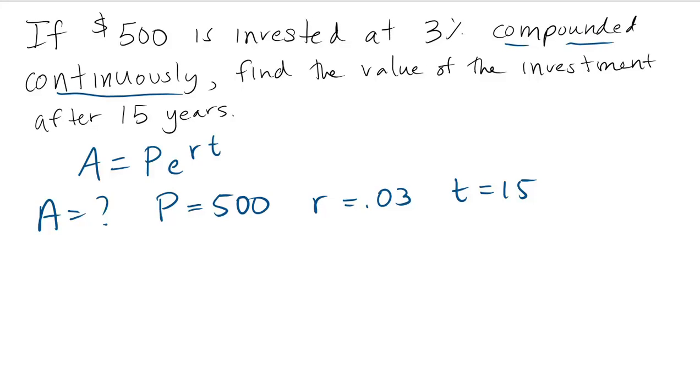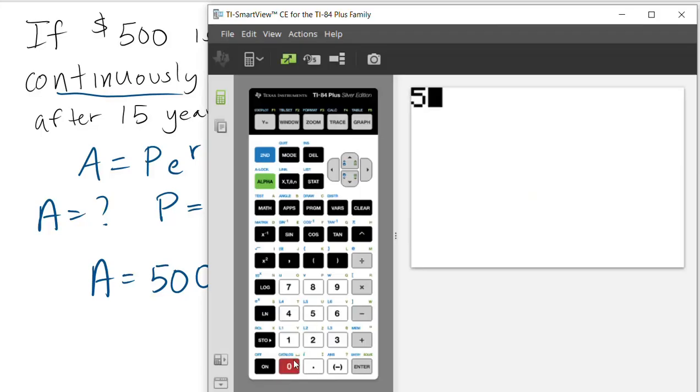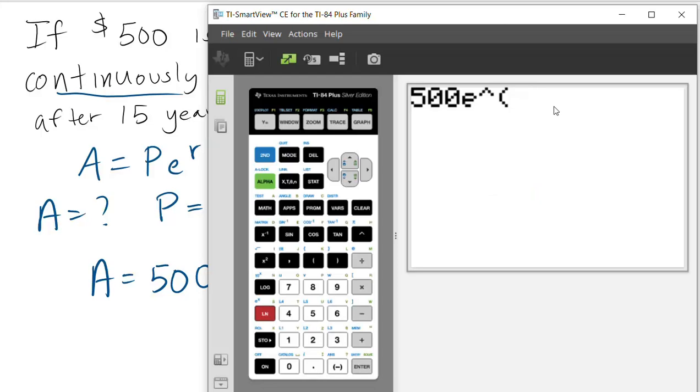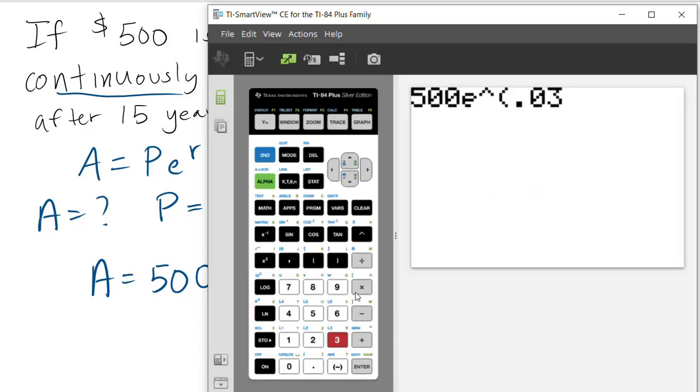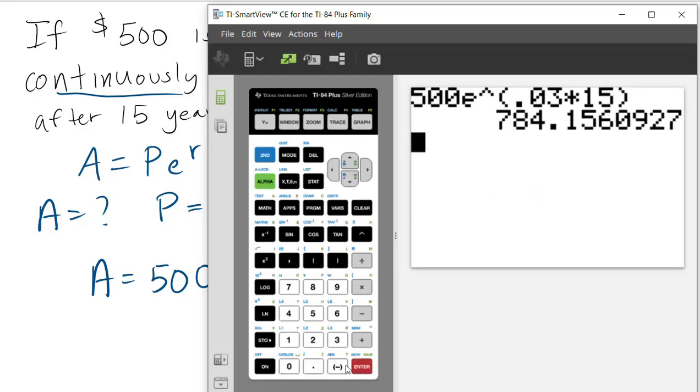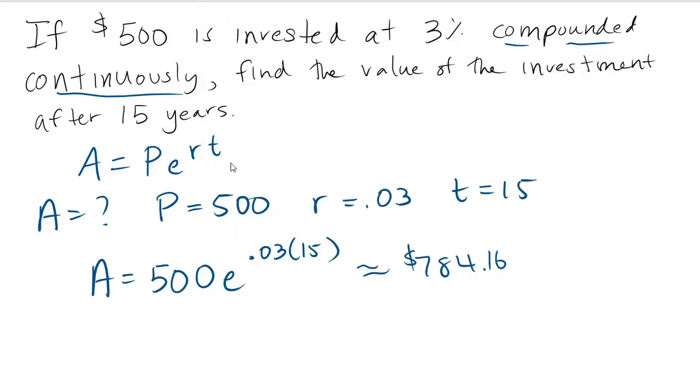It's a number. Plugging our numbers in, we get A equals 500 times e to the 0.03 times 15, and now we just have to put that into the calculator. 500. You can raise e to a power by pushing second and this ln key, and then I can just put the arithmetic inside the parentheses, 0.03 times 15. You can also simplify that to 0.45 first. Hit enter. And we get about $784.16.